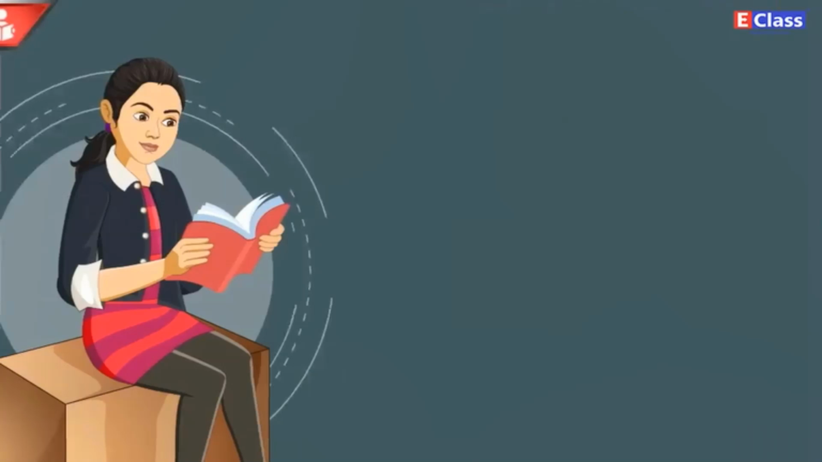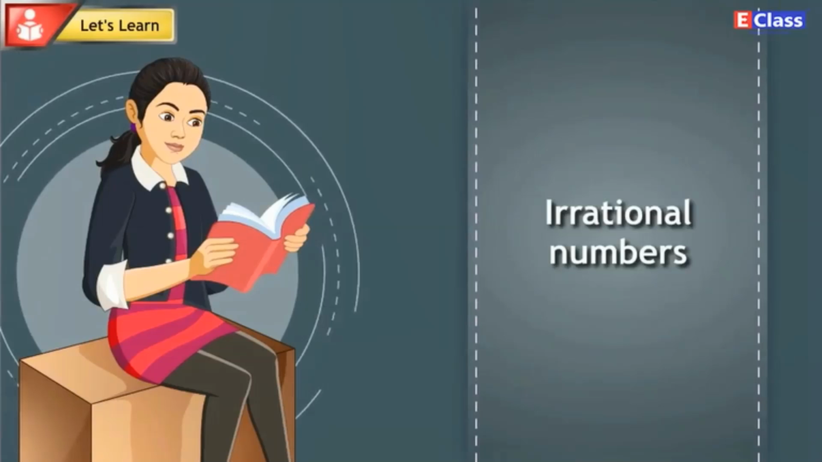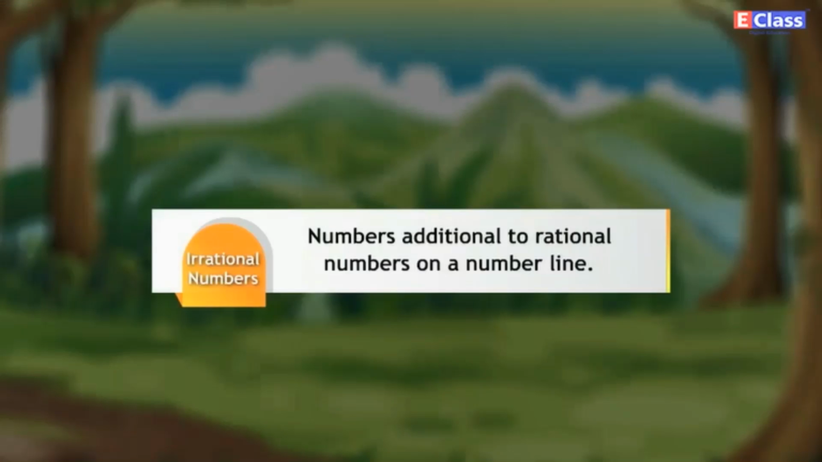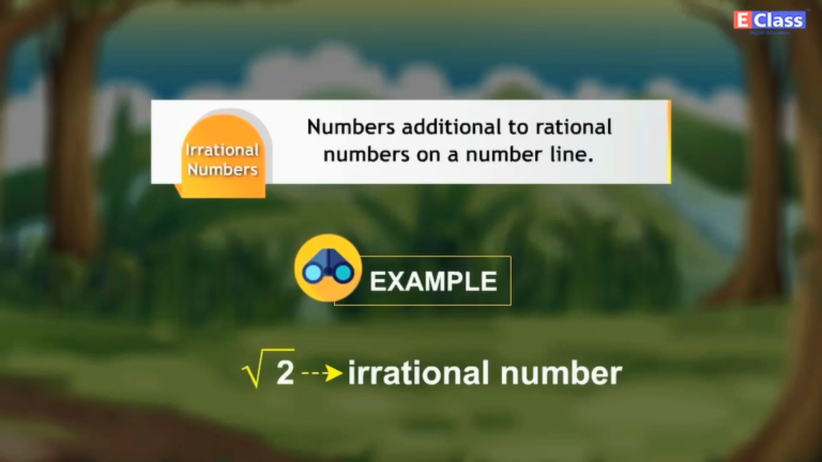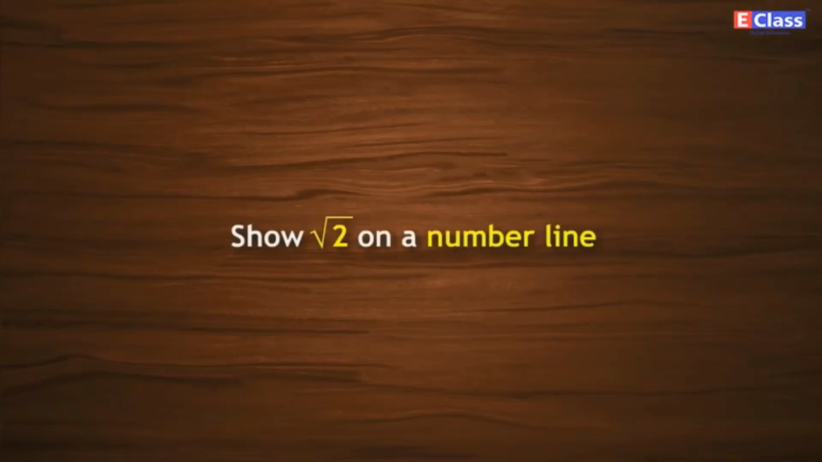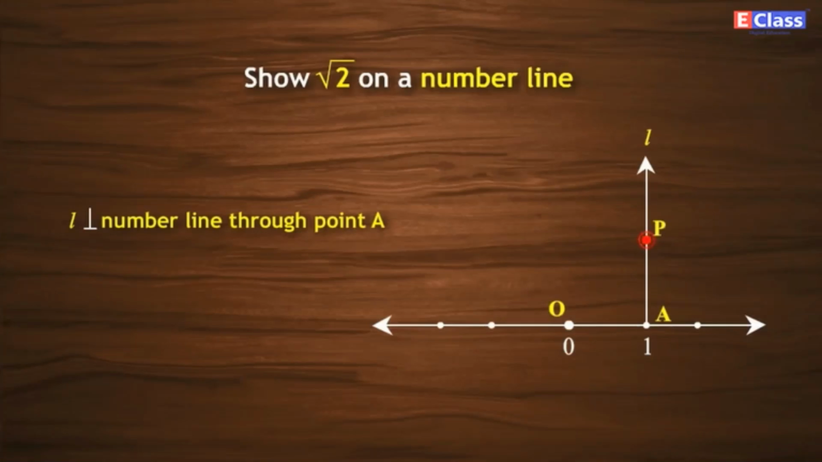Let us learn about the irrational numbers. Irrational numbers. In addition to rational numbers, there are many more numbers on a number line. They are not rational numbers, that is, they are irrational numbers. For example, the square root of 2 is an irrational number. Let us now learn how to show the number square root of 2 on a number line.